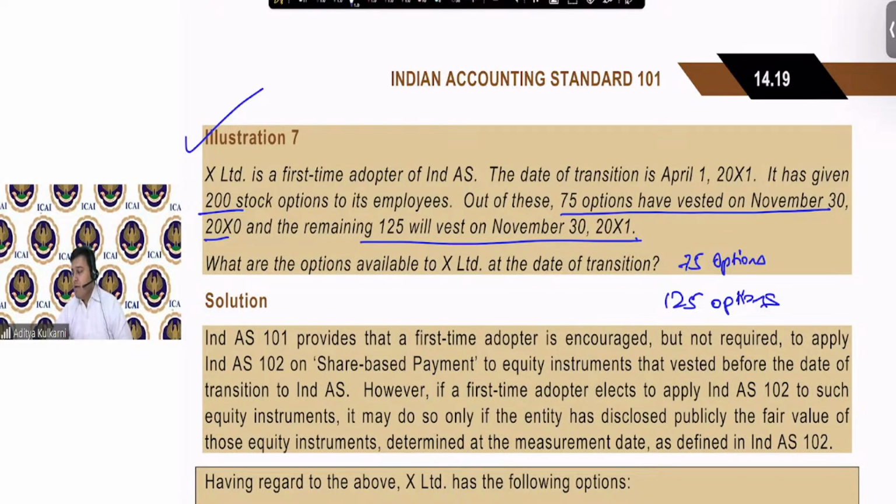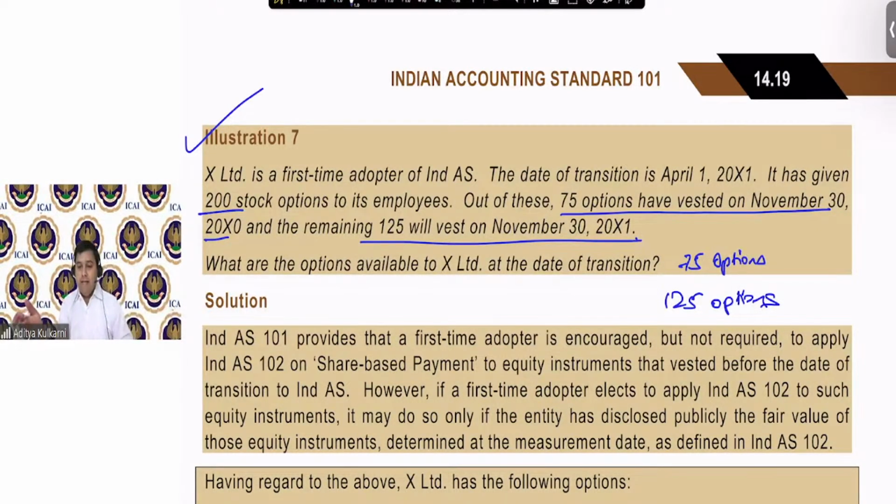Okay. Yes, that's right. 75 options, case 2. 125 options, case 3. So 75 options already vested. This is case 2. It is not yet exercised. Case 1 was vested, exercised. Both happened before transition, so that is not there in our books. Case 2, vesting is done.